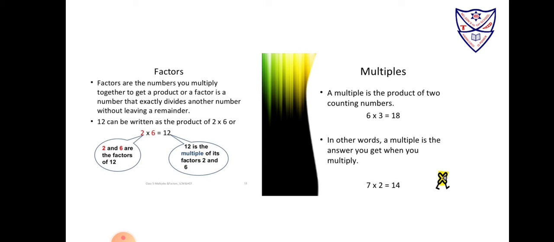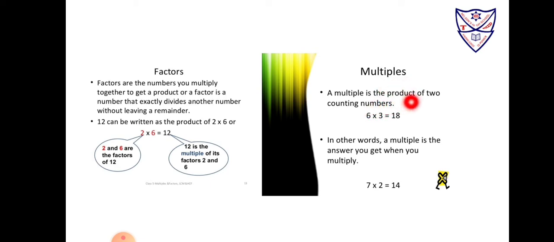If we take an example, 12 can be written as the product of 2 multiplied by 6. So 2 and 6 are the factors of 12, and 12 is a multiple of the factors 2 and 6. Means what, students? Here the factors of 12 are 2 and 6. It can also be 3 and 4, because 3 fours are 12. So when we divide 12 by 3 and 12 by 6, we get remainder 0, which is known as an exact divisor.